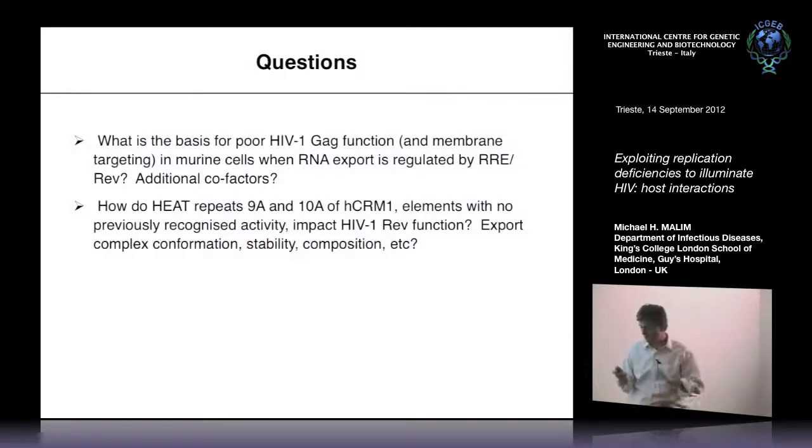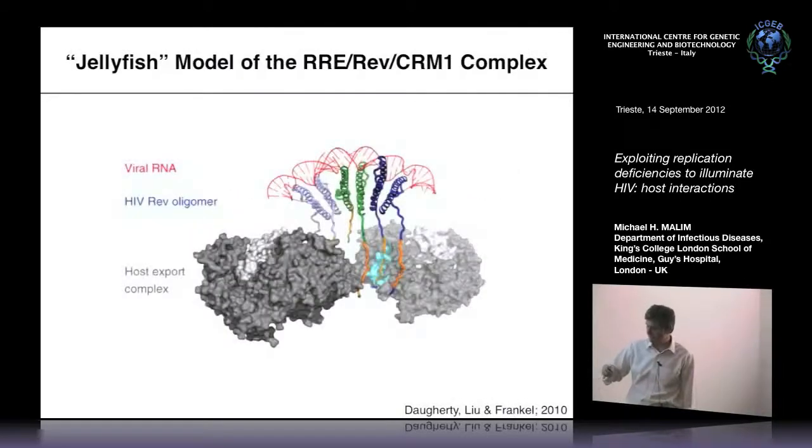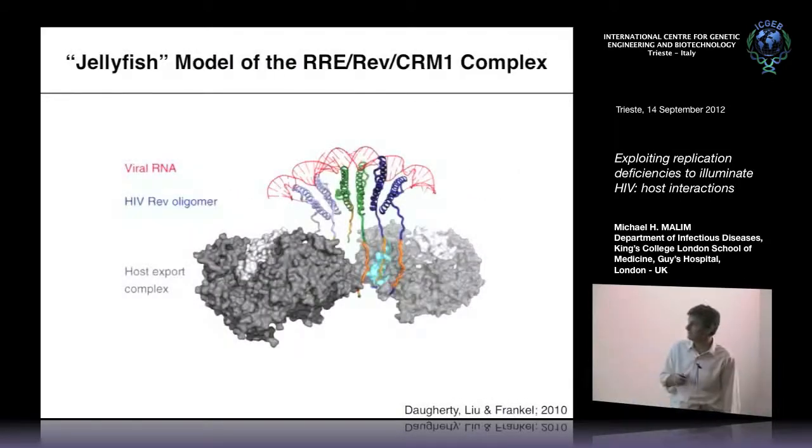And here, we don't actually work on this anymore. We're not good enough biochemists, I think, to take this forward. But Alan Frankel and one of his students, David Booth at UCSF, we've been working with them a bit on this to try and address the basis for this. And this is actually from a paper of Alan's a couple of years ago, their model for how the Rev-RRE nuclear export complex forms. Here you have an RNA model here.